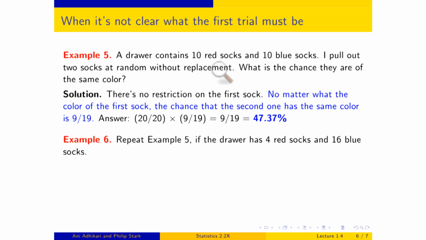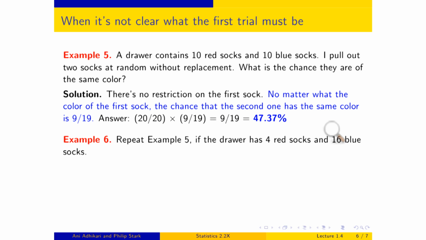So we have a different drawer of socks, and now we have 4 red and 16 blue. And we're going to do the same thing. We're going to draw 2 socks without replacement, and we want the chance that they're of the same color. So let's play the game that we played here. What does the first sock have to be? Could be anything. I'll take anything. So there is no restriction on the first sock, just as in the previous setting. So you can start out putting down a 20 out of 20.